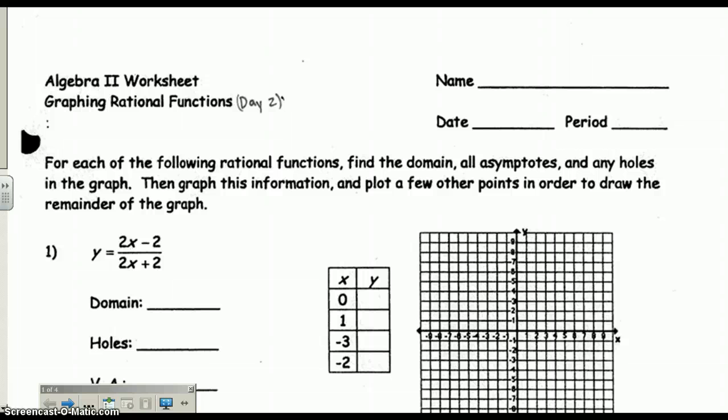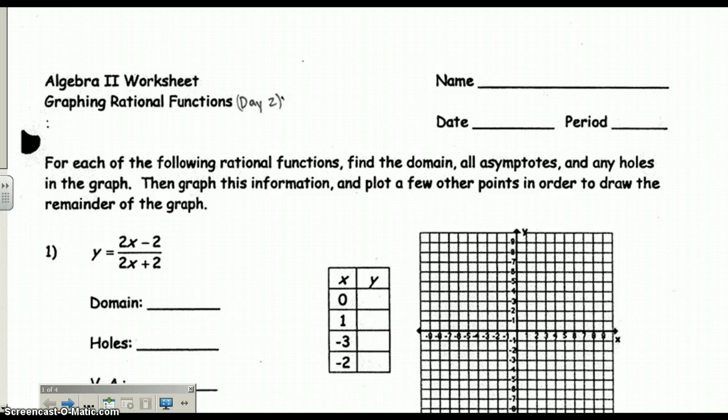What I'd like you to do right now is please take out your notes from yesterday and open it to the second to last page and the last page. The reason being is because it has our definitions for vertical asymptote, horizontal asymptote, and a hole, and it shows us where those pieces of information come from. So I'm going to refer to that during these 3 problems that I'm going to walk you through. Okay? So take a second and take that out.